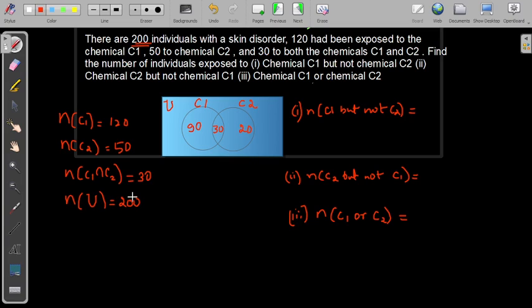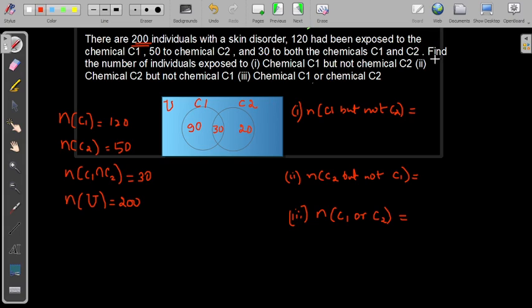So the universal set is a survey, a sample which contains 200 people. Out of those 200 people, a few are exposed to C1, a few are exposed to C2, a few are exposed to both, and a few are exposed to none of the chemicals. So in such cases, we always have to take the given value 200 as the number of elements in the universal set, and most of the time it occurs in a survey.